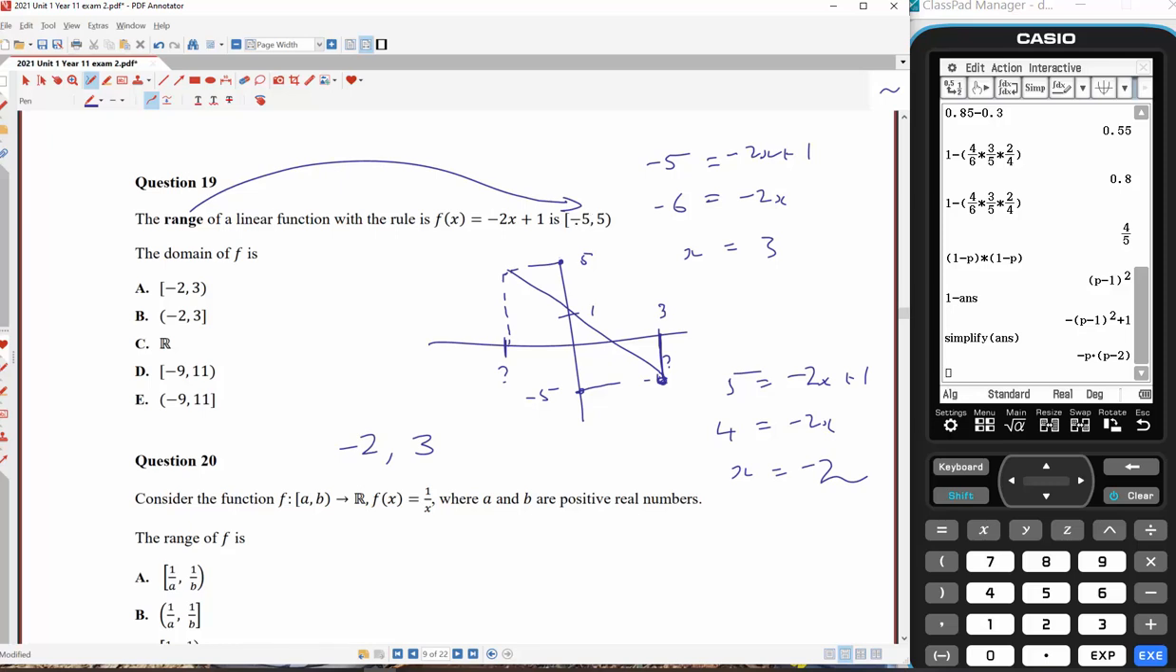Now, what this range means is this is included, this is excluded. So that's negative 2, that's 3. There's our answer.